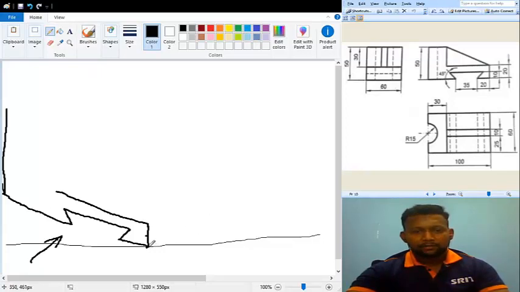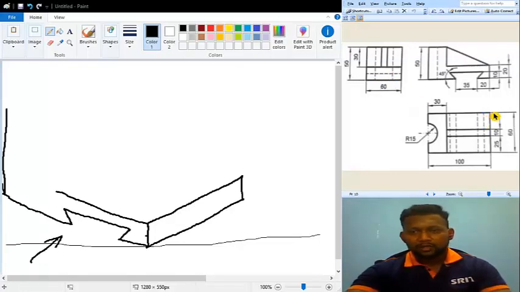So what I am trying to do here is draw a 60 mm line at an inclination of 30 degrees and another 60 mm at an inclination of 30 degrees, and I am trying to join this line. So this particular block that you are seeing here is nothing but this particular block. Okay, now I am coming to the top view.